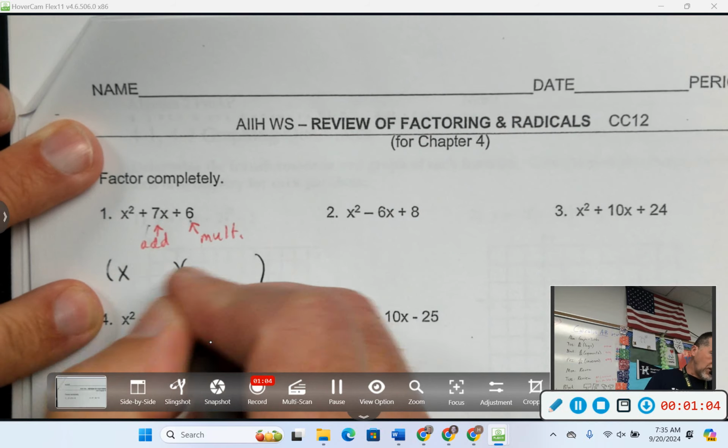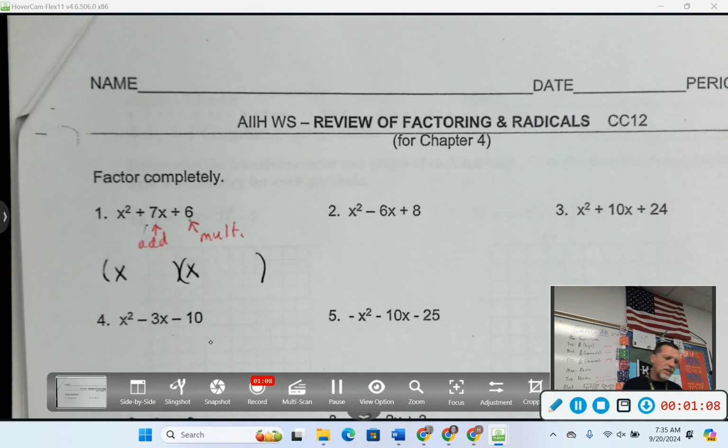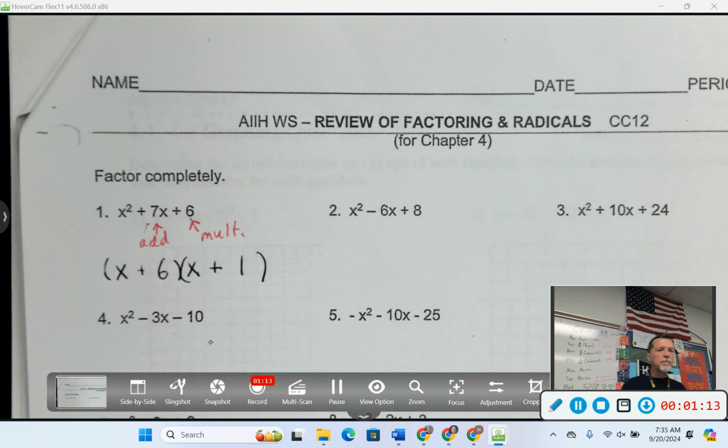So I still need to think of two things that multiply to 6 and add to 7. 6 and 1. In fact, plus 6 and plus 1. And that's all we're doing today.